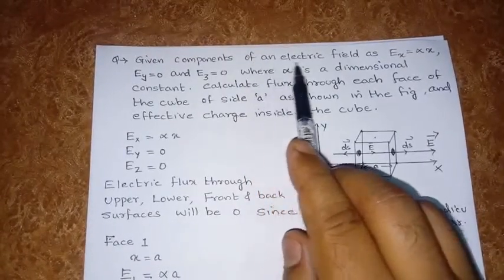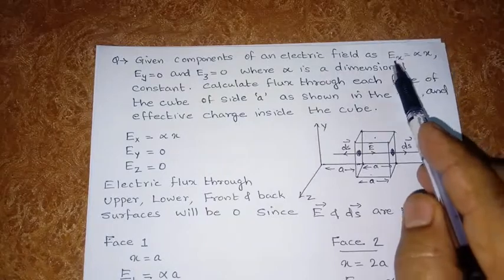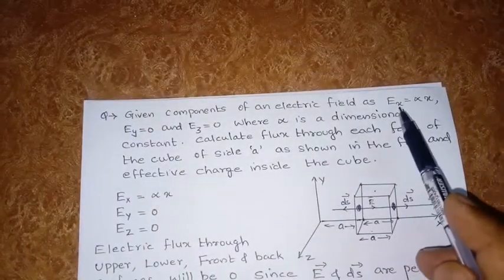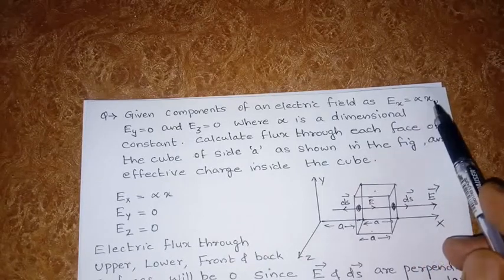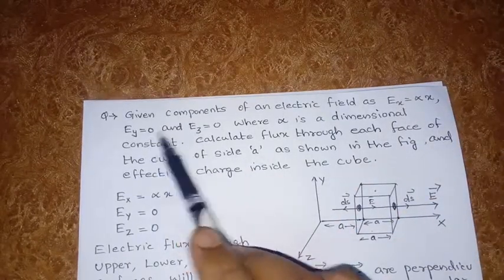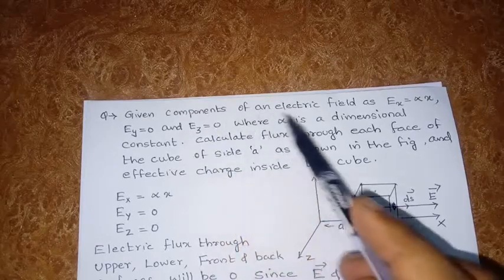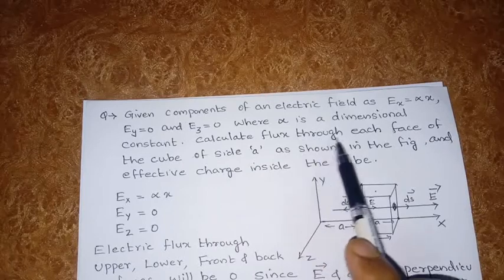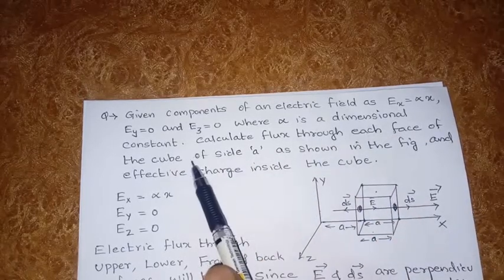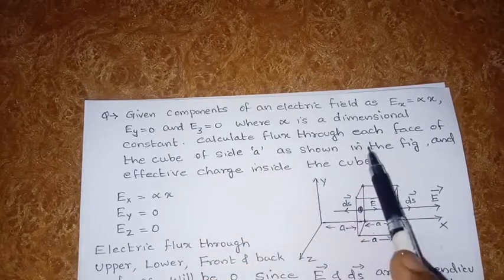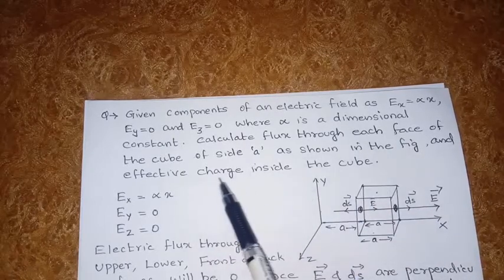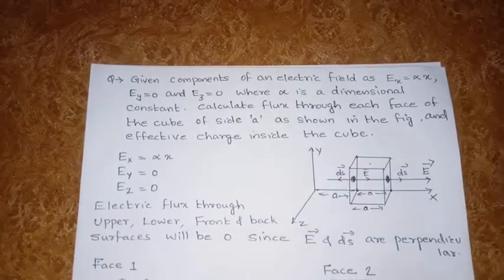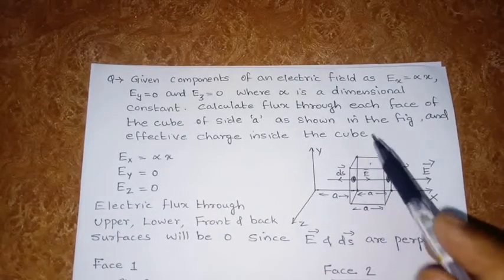Given the component of an electric field as Ex equal to alpha x. So the component of the electric field along the x direction is alpha x, Ey is equal to 0, Ez is equal to 0, where alpha is a dimensional constant. Calculate the flux through each face of a cube of side A as shown in the figure, and the effective charge inside the cube. Here a figure is given along with the question.